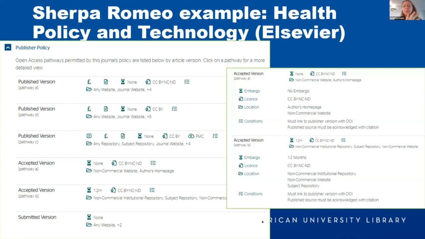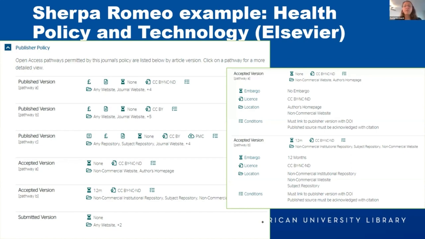So BY just means by attribution. Anyone who uses your work has to attribute you. And C is non-commercial, and D is non-derivative, so no derivatives allowed. And then you see that they also specify that you must link to the publisher version with the DOI, and the published source must be acknowledged with the citation.